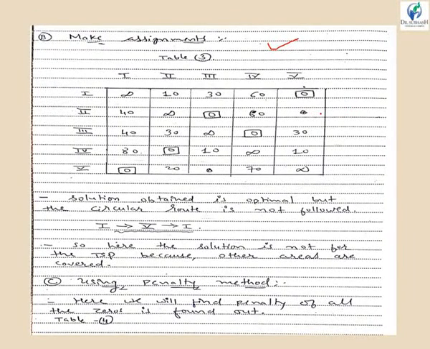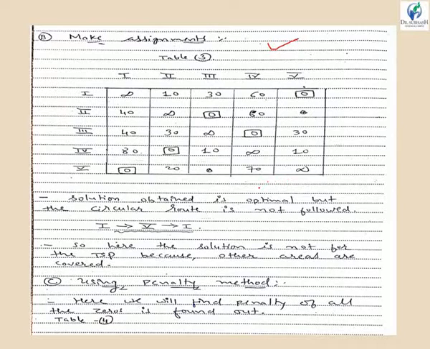Similarly, coming to the second row, there are two zeros. Actually, one zero is crossed out and a single zero remains, but as per the rules, you can say there are two zeros, so we will skip that row. Coming to the third row, there is only a single zero, so I have made the assignment to that zero, and the rest of the zeros belonging to that row or column should be crossed out, but in this case there are no zeros. Coming to the fourth column, there is also one single zero, so I made an assignment there.